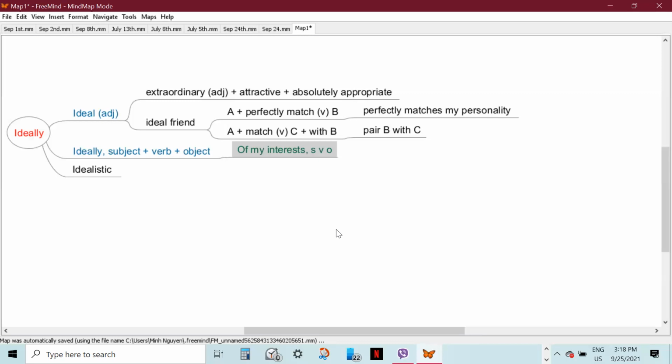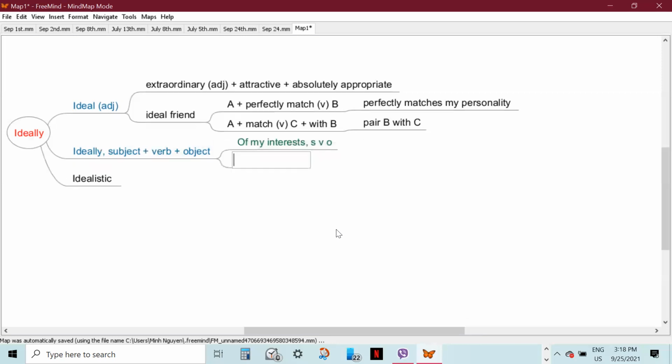If you do something of your interest, or if you are interested in doing something, you are going to begin your sentence with the very first word coming out from your mouth. That is "ideally, of my interests," or you can say "for my preference," subject, verb, object. Today is Saturday, right? So you can say that on Saturday, for my preference, I'm going to watch movies, I'm going to watch vlogs on YouTube, to gain lots of insights about daily life matters, about people all around the world in this pandemic.